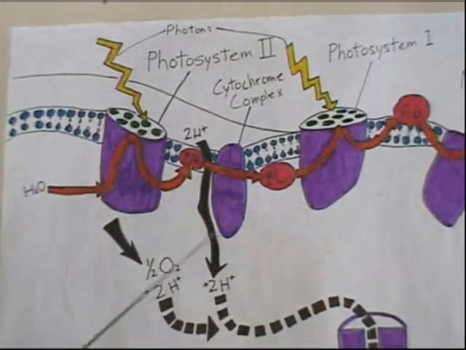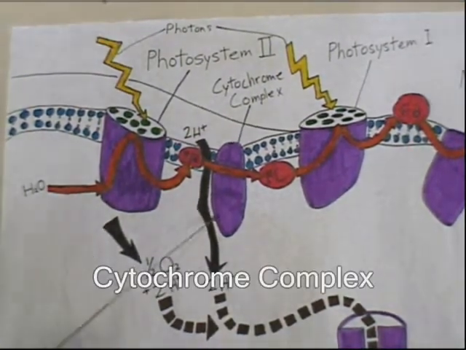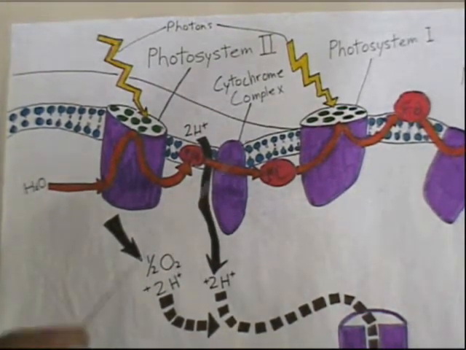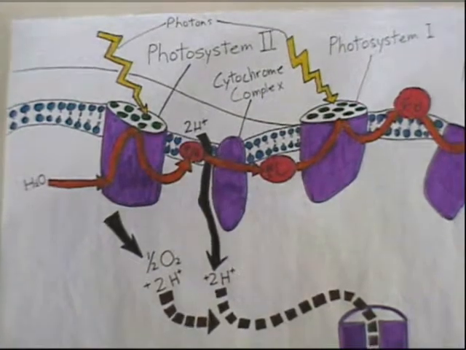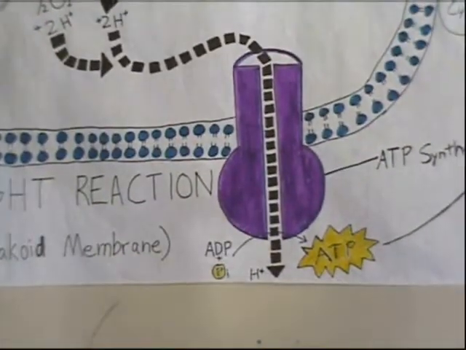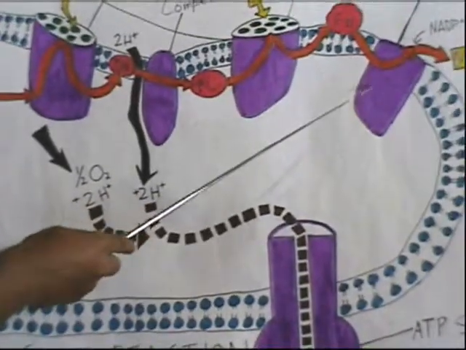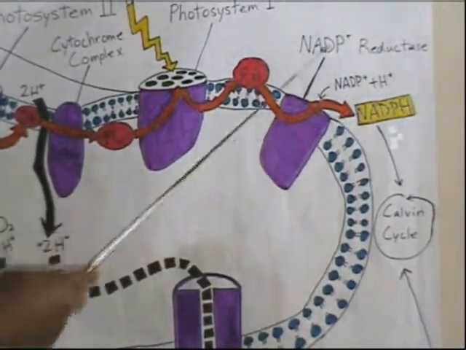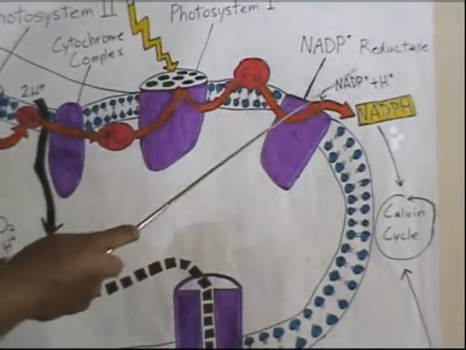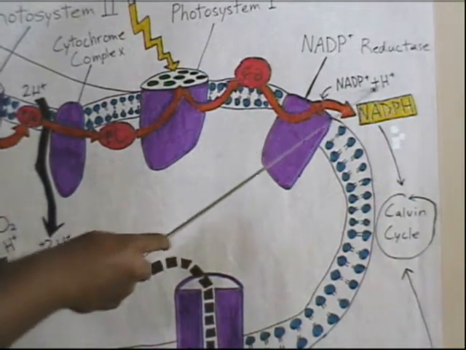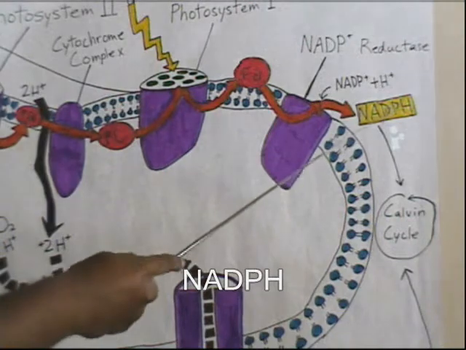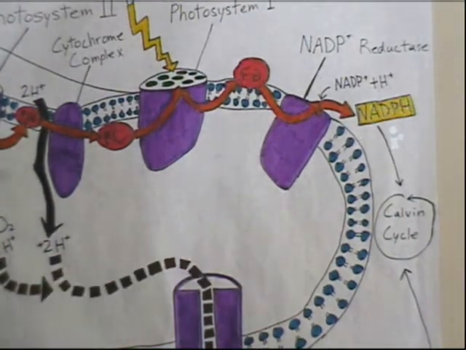This is the cytochrome complex. It is in the cytochrome complex that electrons get reduced to lower energy levels, and the extra energy is used to make more ATP. This is NADP plus reductase. When the electrons pass through this special protein, it reduces an NADP plus molecule and joins it with a hydrogen proton to make NADPH, which is one type of energy that is made from the light reaction as it goes towards the Calvin cycle.